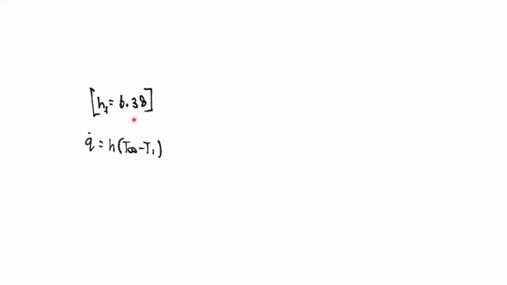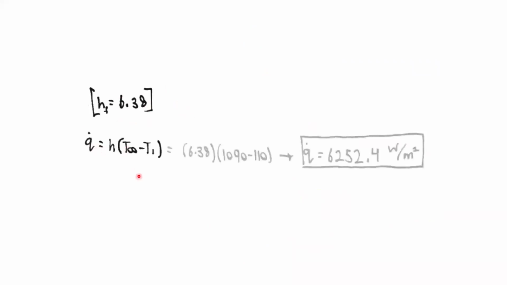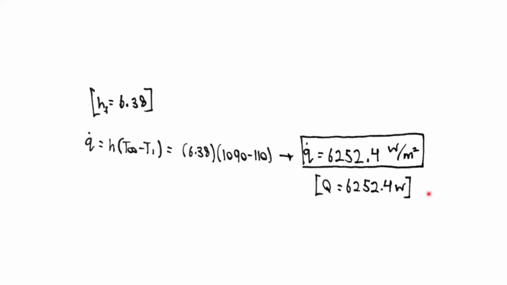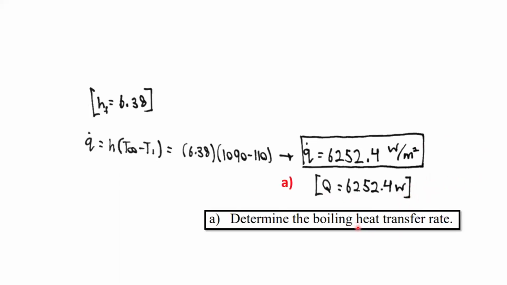So now we can just plug in our forced convection value and plug it back into this equation. So we get a heat flux of 6,252. If we multiply this by the area, and in our case, our area is just 1, we get the heat transfer rate. And so that's just the same value, but this time it's in watts. And so this is our answer to part A, which was to determine the boiling heat transfer rate.